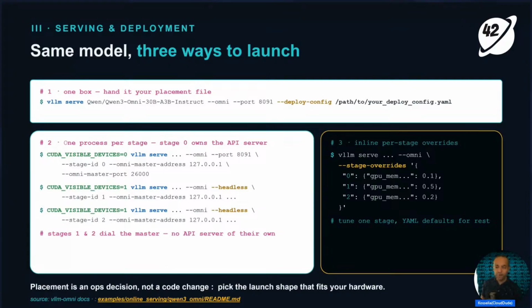And lastly, you can also tune per stage using the --stage-overrides, which can be super handy when you want to tweak memory utilization or anything else from the command line without editing the file and letting everything else default, for example. This way, you decide on the placement with zero change to the pipeline code. So I hope I've been clear enough on the difference between the pipeline and the deploy.